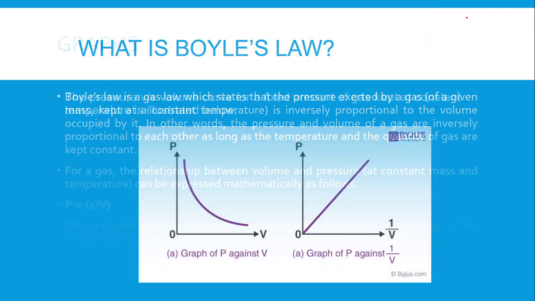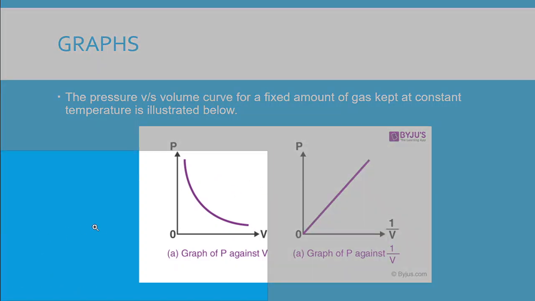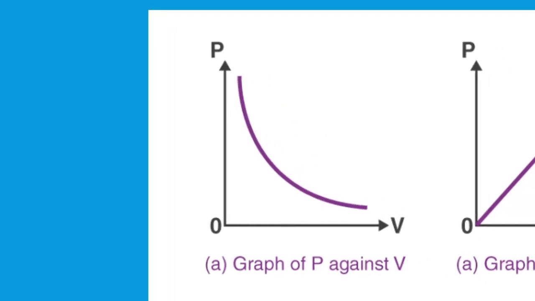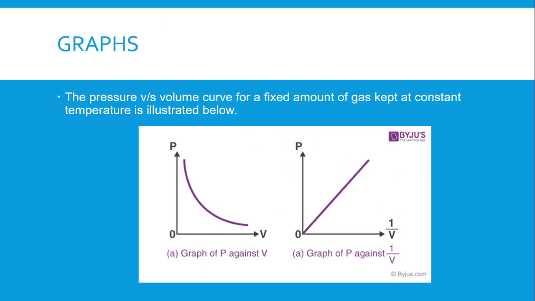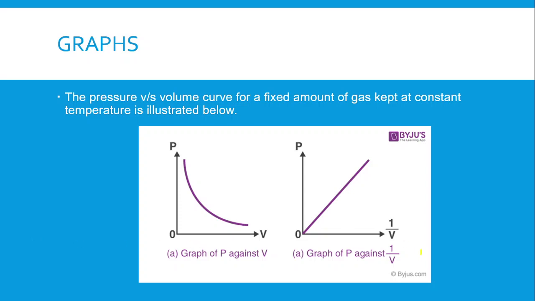Okay. So these are basically the graphs. We plot the graph of pressure. This is a graph of basically pressure and volume, that when the pressure increases, the volume decreases, and vice versa. However, in this case, when we plot 1/V, we get the straight line. So both of these just represent the inverse proportionality, basically.